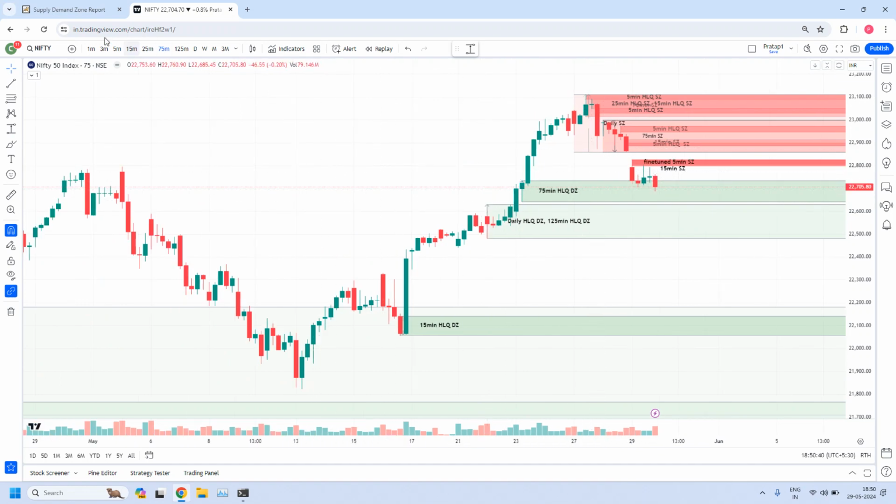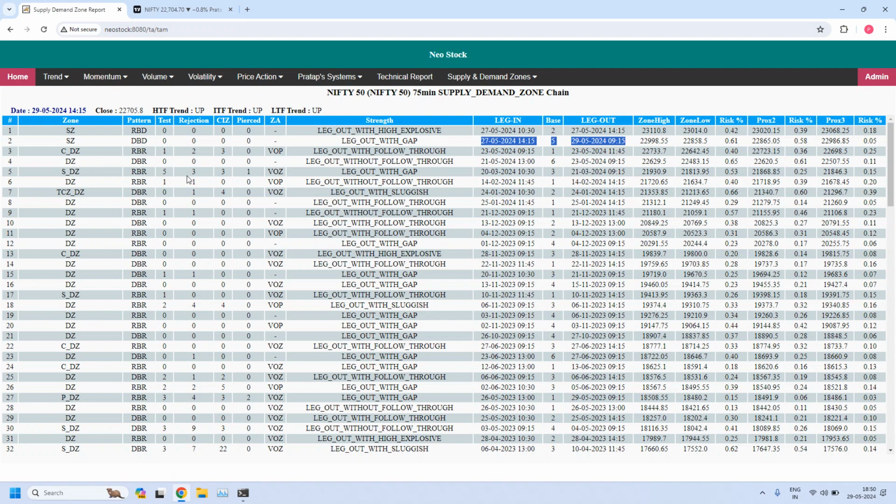So now let's move on to the next time frame. See, until the 75 minutes time frame in Nifty, it is an uptrend so far. Daily is uptrend, 75 minutes is uptrend, monthly is uptrend. Now let's move on to the next time frame, 25 minutes. 25 minutes is mainly to find whether any high liquidity zones are available.